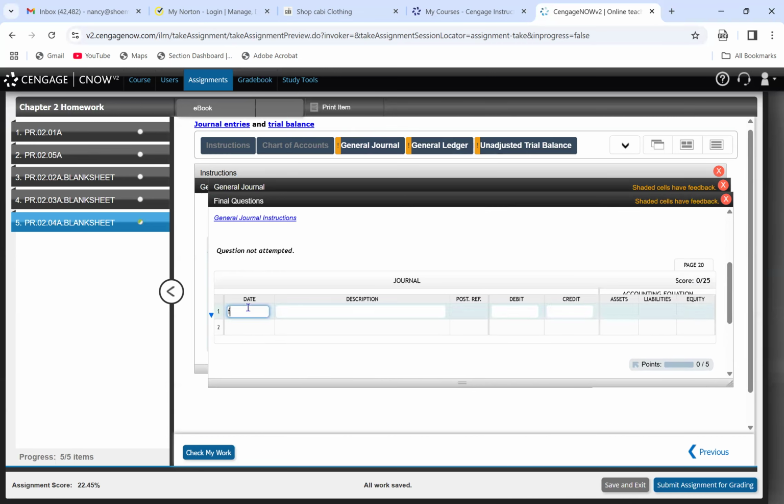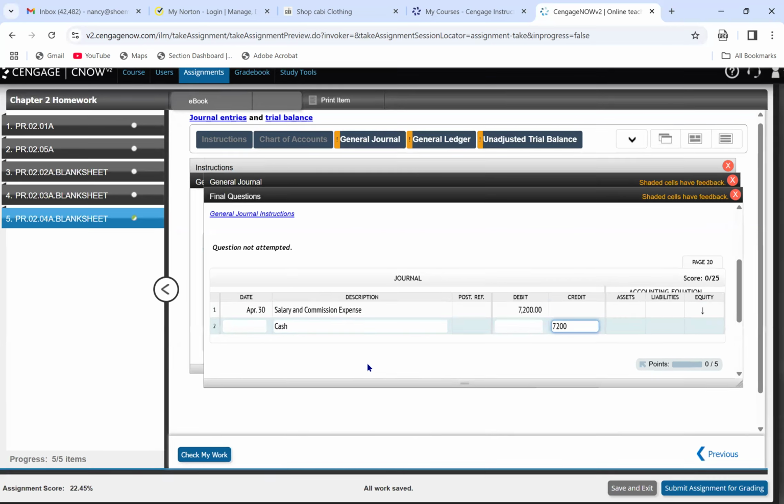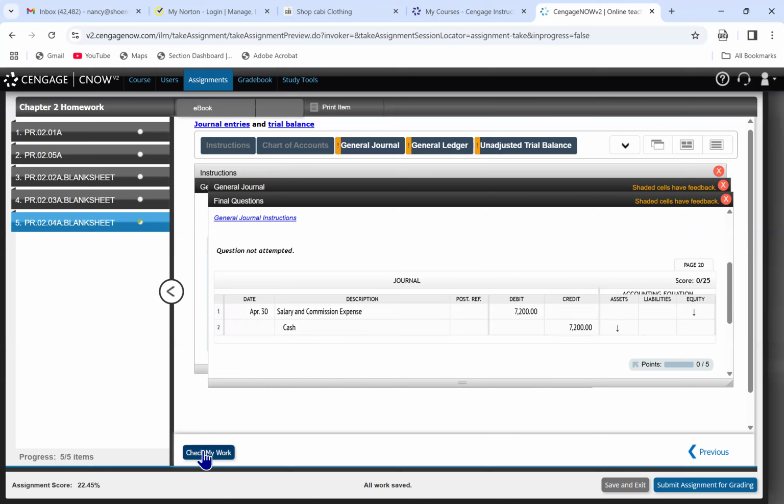So I'm going to, on April 30th, show that the salaries expense should have, in fact, instead of 11.9, been 19.1. So we should have a salary and commission expense of an additional 7,200, and we would credit our cash of 7,200. Does that make sense?